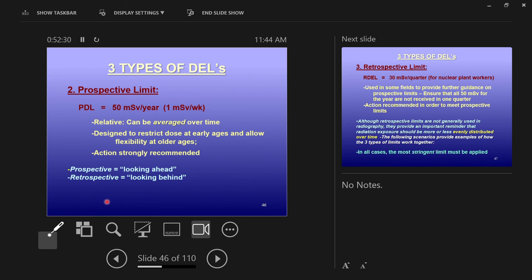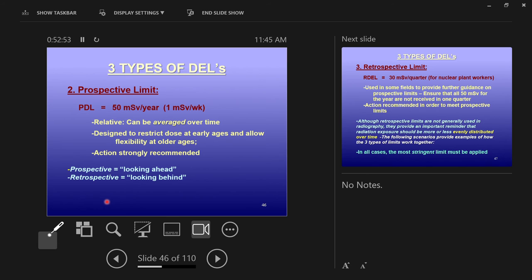These first two are the only ones that a radiographer needs to remember, okay? There's three. We're going to learn another one in a second, but these first two are the only ones important to radiographers. We want to care about your lifetime limit and your yearly limit. As long as you stay under both of those, you'll be fine. No one has to take any corrective action as long as you stay under both of those.